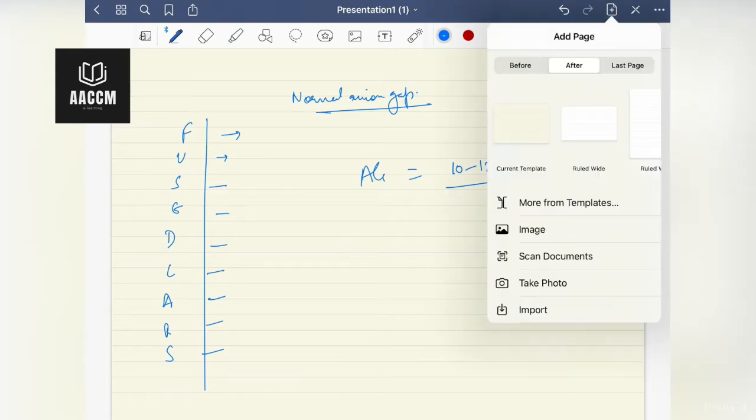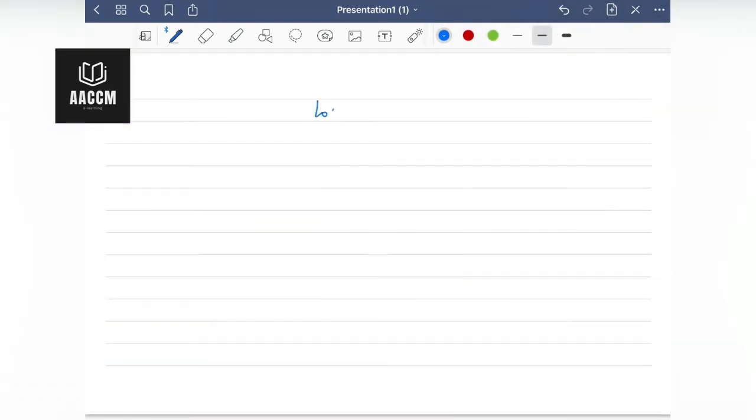Coming to the third, that is low anion gap metabolic acidosis. The causes here are very few. The most common cause here is hypoalbuminemia.